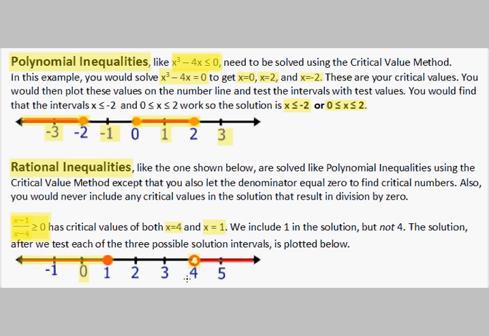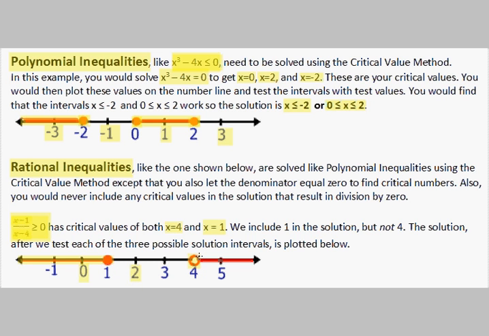Then we check any test value from 1 to 4. 2 is a good value to plug in. We plug 2 into the inequality. We get (2 minus 1) over (2 minus 4). That makes a positive over a negative, and that's negative, so it's not greater than or equal to 0, so the interval containing 2 is not part of the solution.